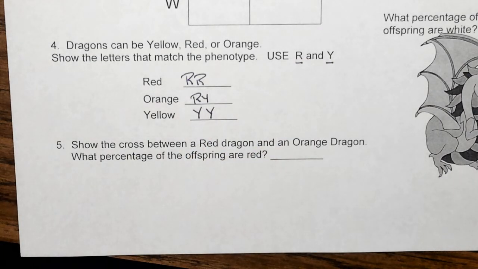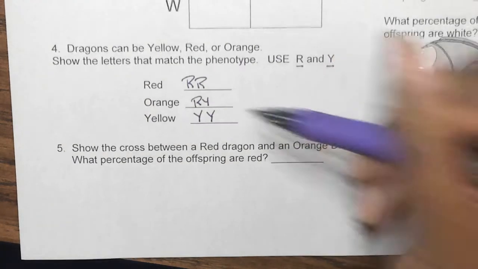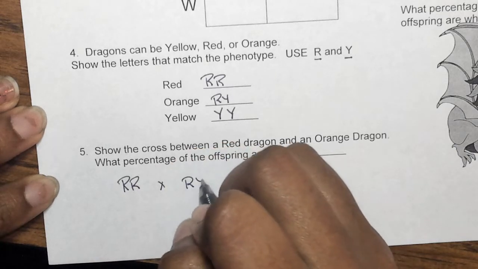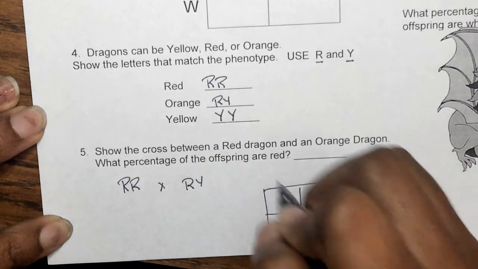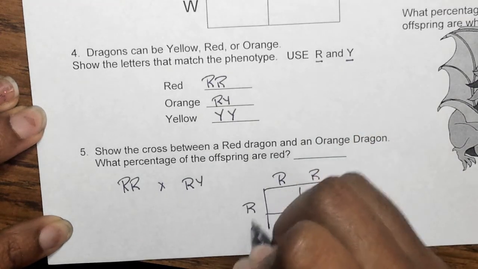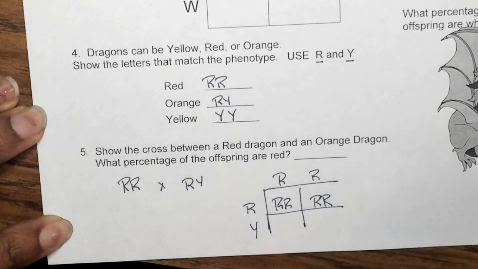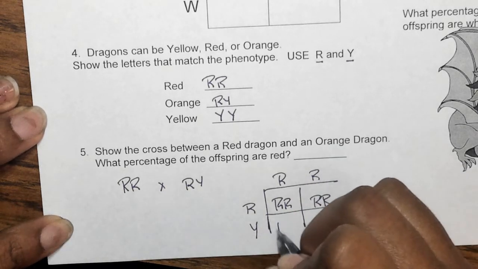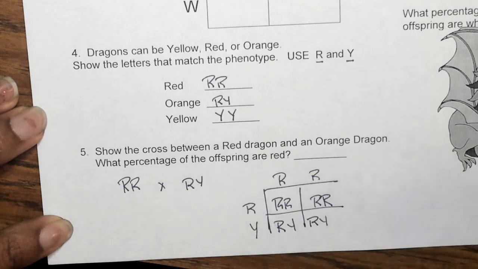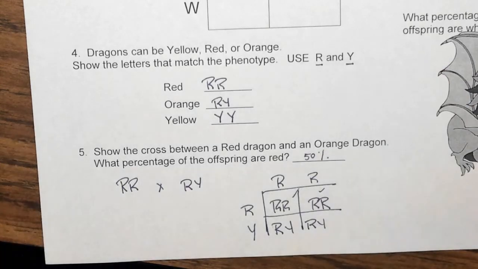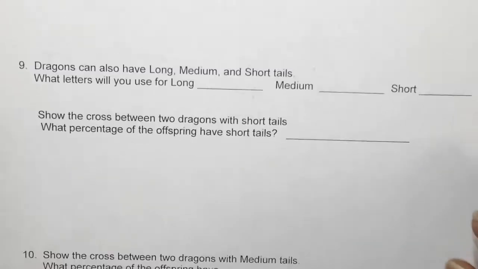So it says to cross a red with an orange, and so here's my red, and then here's my orange, put it in a Punnett square. Okay, so I get 2 reds here, and then I get what looks like 2 oranges. What percentage are going to be red? So red, so that's 50%. Okay, so that's how that would look. Flipping it over, and I'll do one more.